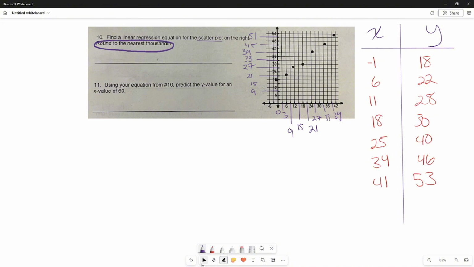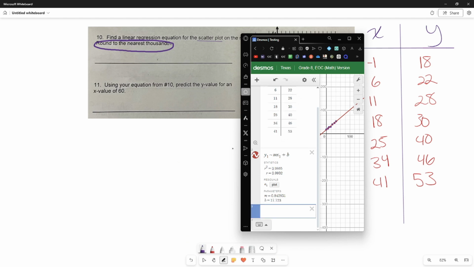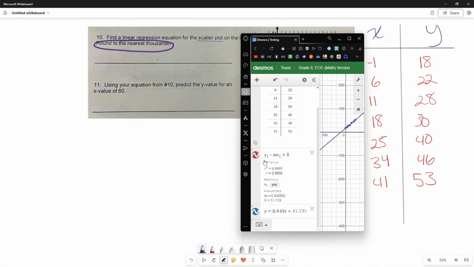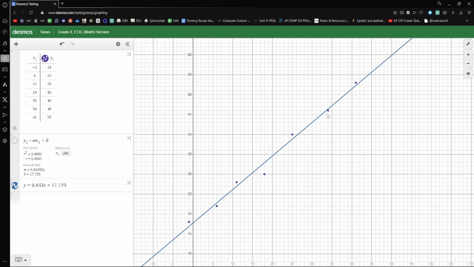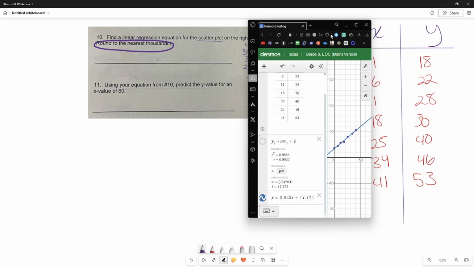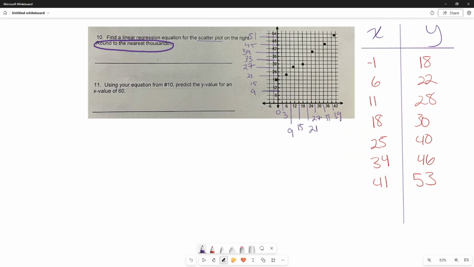Now the thing is, in the question, they do ask us to round to the nearest thousandth. So, pulling back up Desmos, let's round to the nearest thousandth. That's gonna be 3 decimal places, so 0.84, and then that rounds up to 0.843, plus 17.723. And you notice that our line here does go through the middle of the points, so I think it looks pretty accurate. That means that our answer for number 10 is going to be the equation we just got. So let me write that down. y is equal to 0.843x plus 17.723. And once again, thousandth, so make sure you have 3 decimal places in your answer.